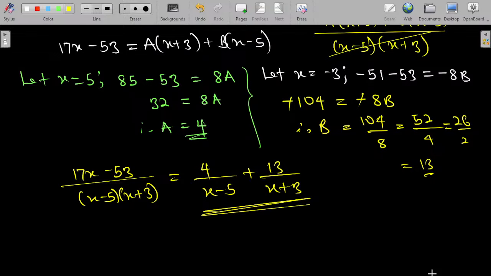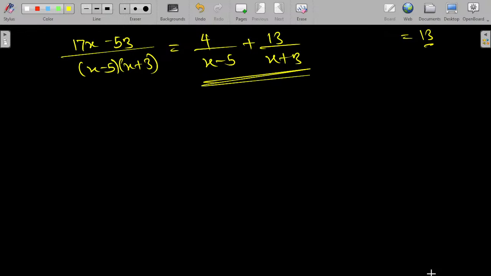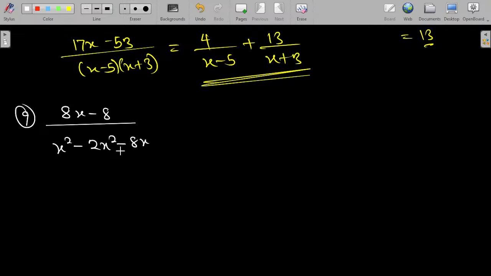All right, so we move on. So that's for number 8. So we go straight away to number 9, which is like I said, another partial fraction. Okay, and in this case you are asked to resolve 8x minus 8 all over x squared minus 2x squared minus 8x into partial fractions. And here they decided to give a hint, or in fact they gave 2 hints.